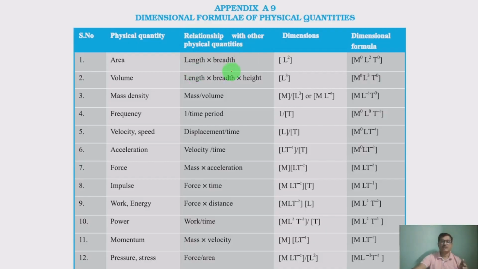To represent the dimensional formula: length multiplied with breadth, length, breadth, height, mass per volume, per unit time, period, displacement per time, velocity per time, mass into acceleration, force into time, force multiplied with distance, work per time, mass into velocity, force per area. And their dimensions are written here, and their dimensional formula by considering all these three fundamental dimensions is what we are going to represent.